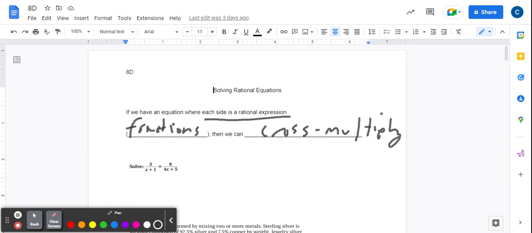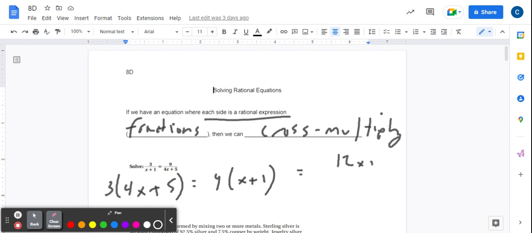Okay. Cross multiply. So here we can multiply 3 times 4x plus 5, and we can equal it to 9 times x plus 1. All right, then we get our equation. We get 12x plus 60. Excuse me, 12x plus 15 equals 9x plus 9. I'm sorry, I can't even read my own handwriting.